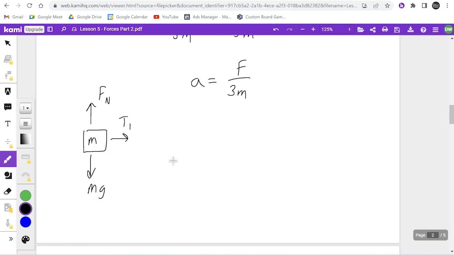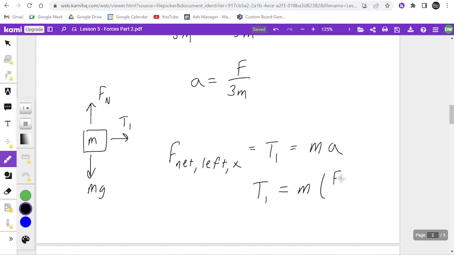So, here's what I'm going to say. F net left, comma, x, so left box in the x direction, equals T1, and then that's it for the forces. It's just positive T1. And then you set that equal to mass times acceleration. Once again, the mass is m, like that's it. And then the acceleration, we just said it. The acceleration is F over 3m.